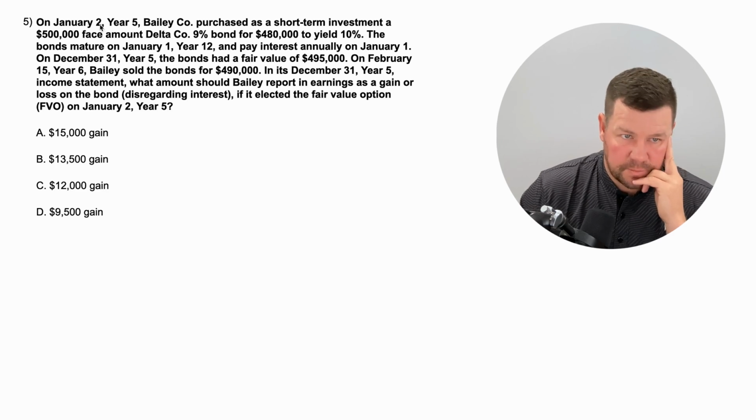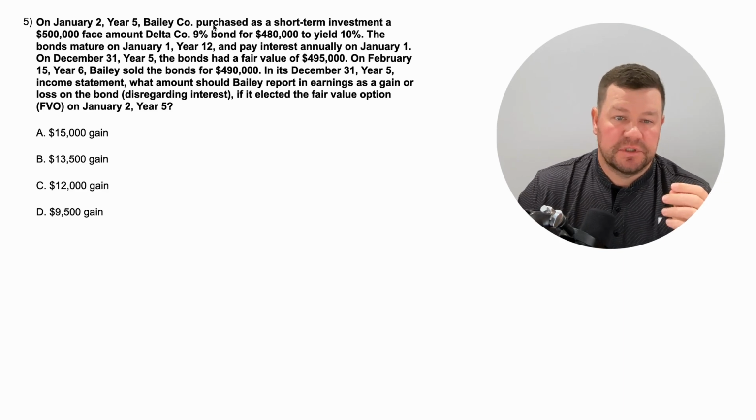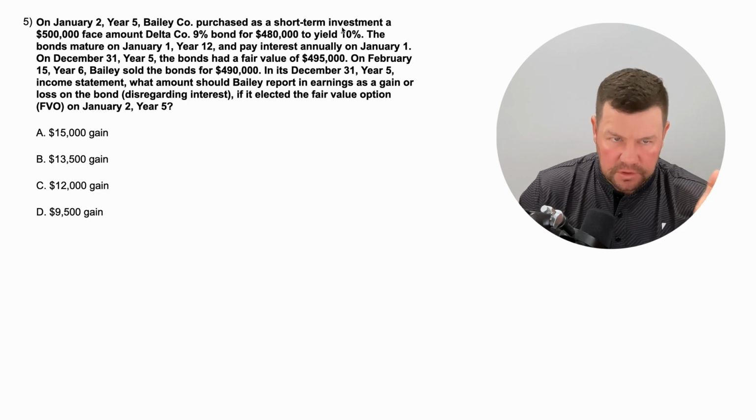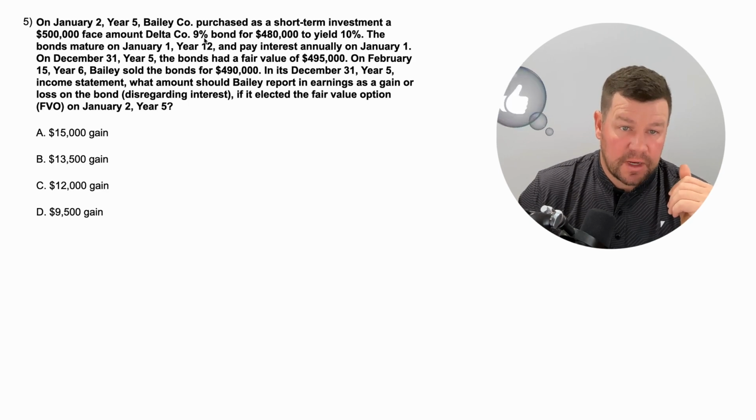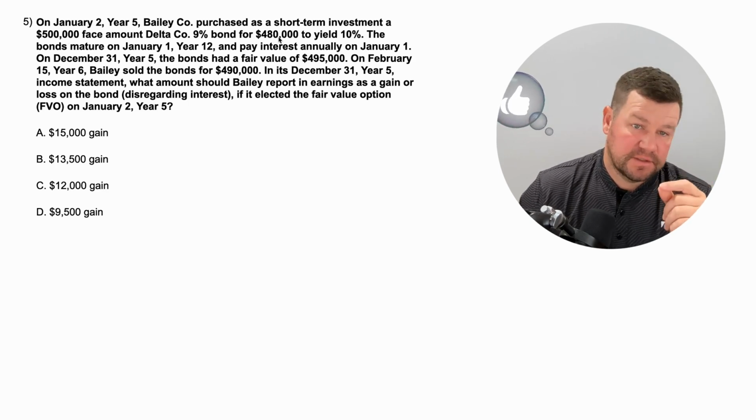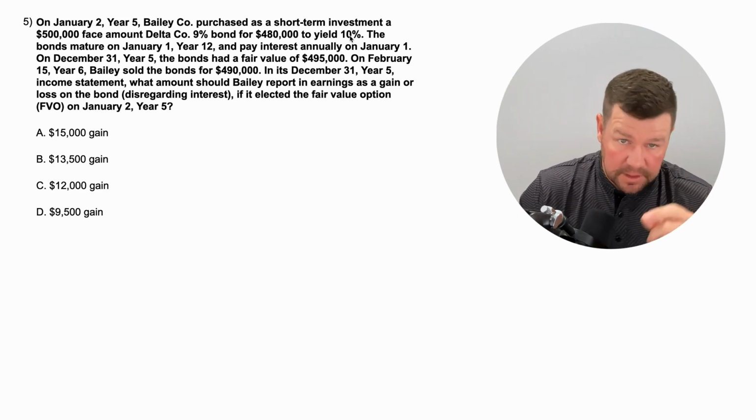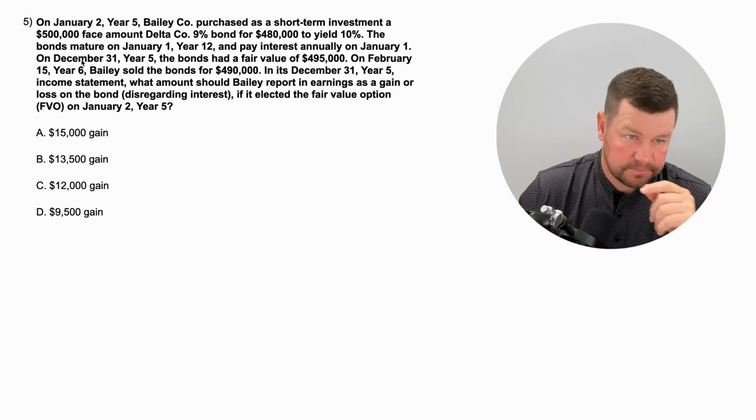So reading the question back, on January 2nd, year 5, Bailey purchased a short-term investment, a $500,000 face amount, Delta Co. 9% bond for $480,000. So they purchased that at a discount to yield 10%. The bonds mature on January 1st, year 12, and pay interest annually on January 1st.